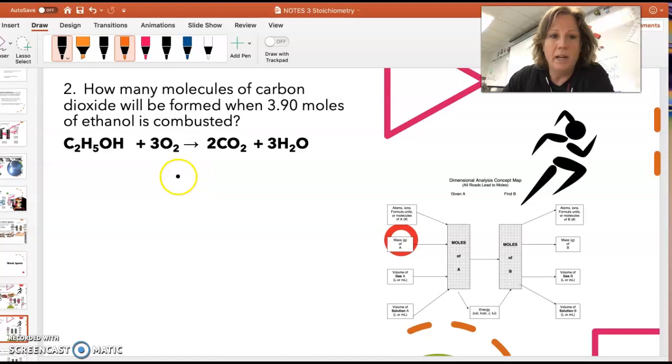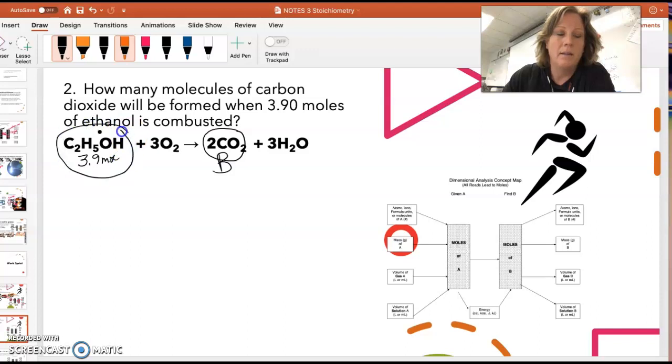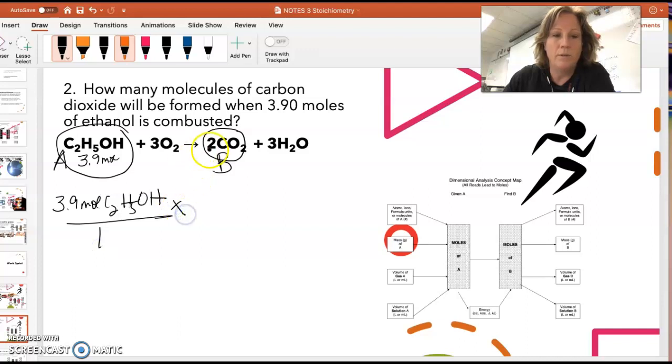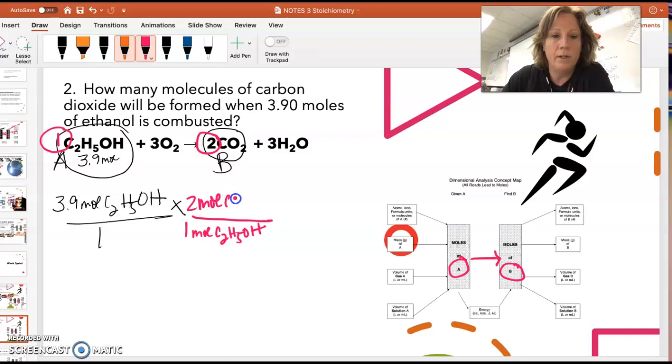Here's another problem. We're talking about carbon dioxide. That's my B because they're asking me about it. And 3.9 moles of ethanol again, so here's my A. I'm going to start out with 3.9 moles of ethanol, and I'm going to convert it over right away to moles of CO2. So I'm going to use the 2 and the 1. 1 mole of ethanol down here, 2 moles of carbon dioxide there.